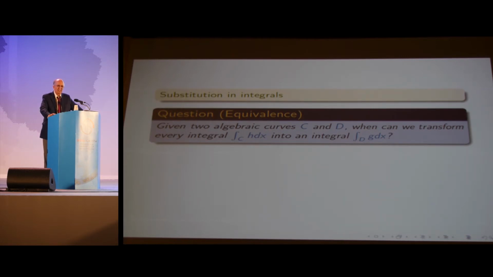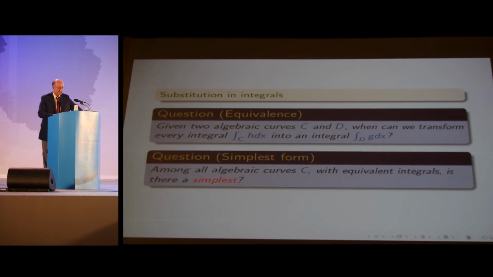And so question one is the equivalence question of algebraic curves. That if you have two algebraic curves, C and D, then we would like to know when we can make some nice substitution which transforms the integrals over the curve C into integrals over D. And hopefully we can go backwards and forwards.